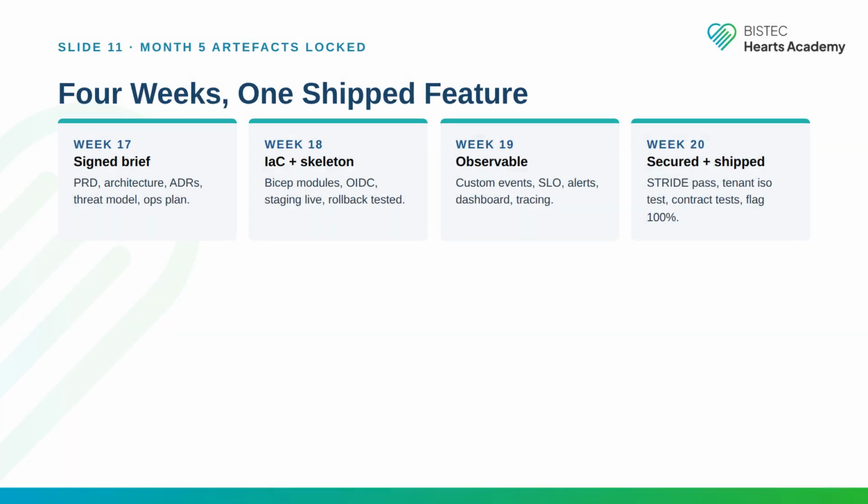Month 5 artifacts. Week 17, the signed off brief with PRD, architecture, ADRs, threat model, ops plan. Week 18, infrastructure scope plus skeleton, Bicep modules, OIDC, staging live, rollback tested. Week 19, observable system with custom events, SLOs, alerts, dashboard, tracing.